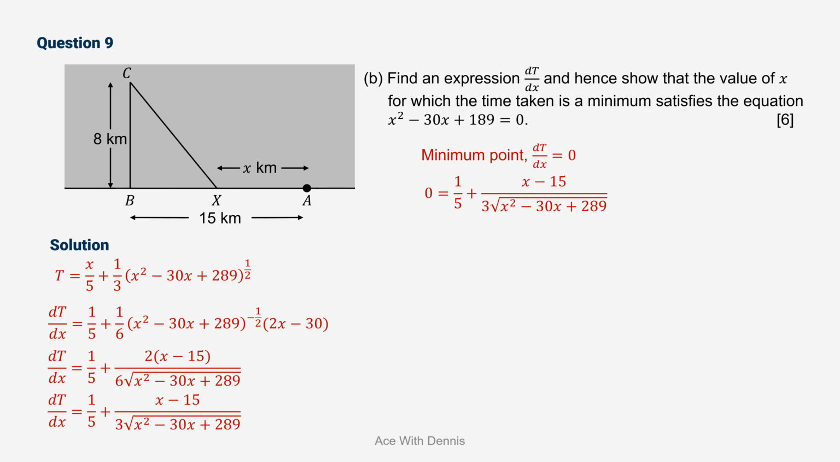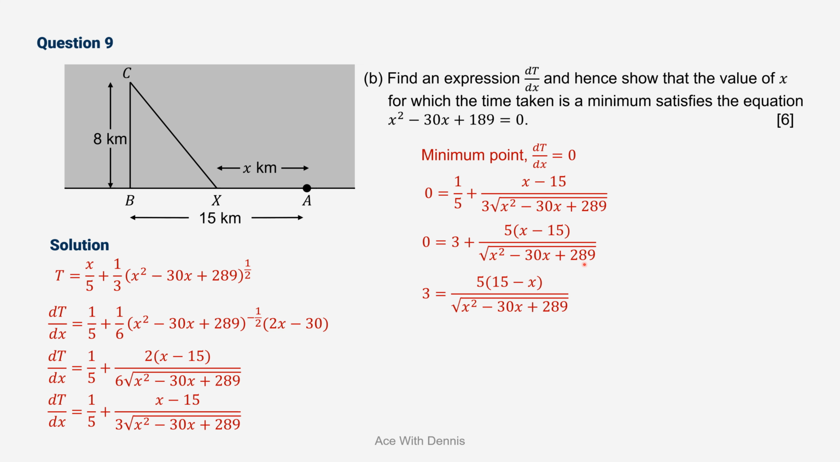So what we can do is we multiply 15 for both sides. Then the equation becomes 0 equals 3 plus 5 bracket x minus 15 over square root of x squared minus 30x plus 289. So rearrange the equation. 3 equals 5 bracket 15 minus x over square root of x squared minus 30x plus 289.